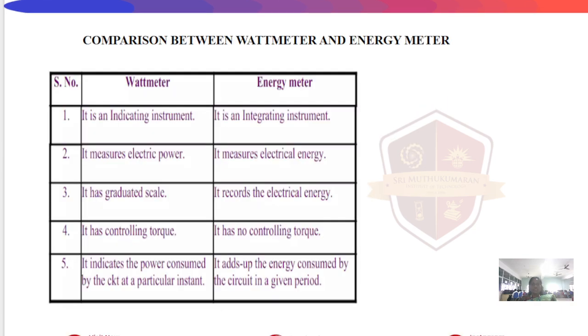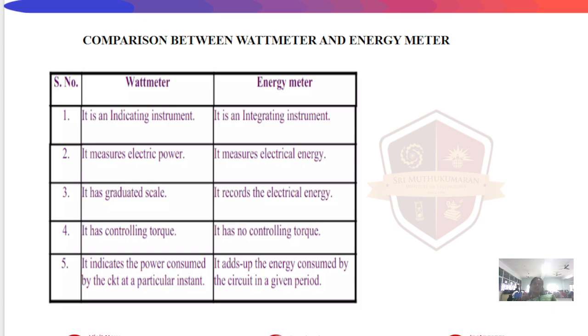Now let us understand the difference between wattmeter and energy meter. A wattmeter measures instantaneous power. An energy meter measures total energy consumed over a period of time. A wattmeter gives readings in watts. The energy meter gives readings in kilowatt hours.